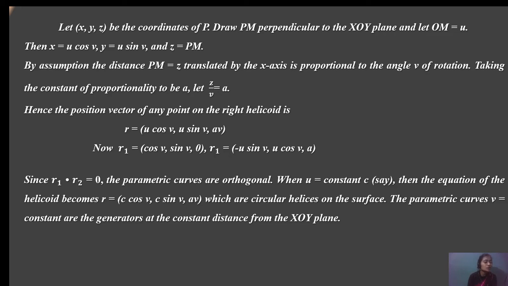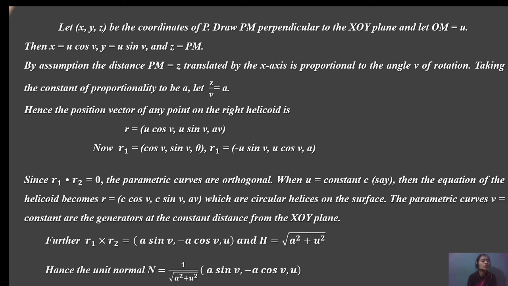Then r equals U cos V, U sin V, AV. r1 and r2 are cos V, sin V, 0 and minus U sin V, U cos V, A. Further, for the normal, r1 cross r2 equals A sin V, minus A cos V, U, and H equals the square root of A squared plus U squared. Hence the unit normal N equals 1 upon the square root of A squared plus U squared, times A sin V, minus A cos V, U.